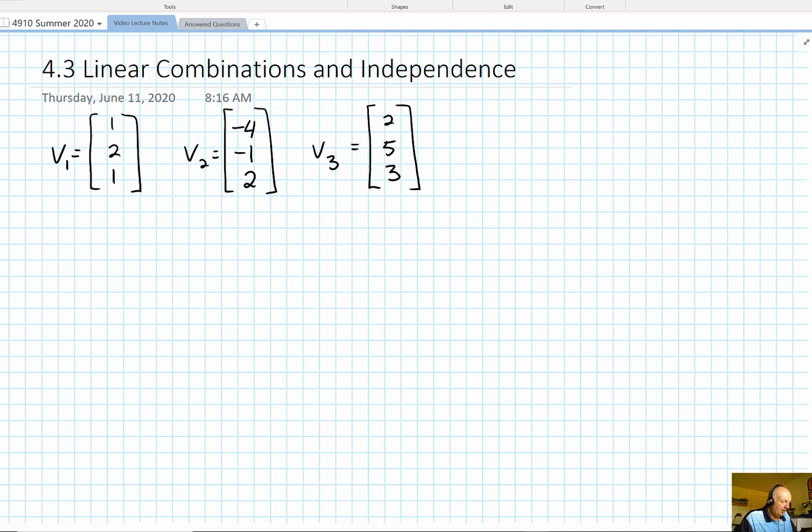All right. So let's pick up where we left off. And here are three vectors. These are all in R3, right? Because we've got an x coordinate, a y coordinate, and a z coordinate, right? So they're in R3. And so the first question we want to explore is, are they independent? Are these independent?